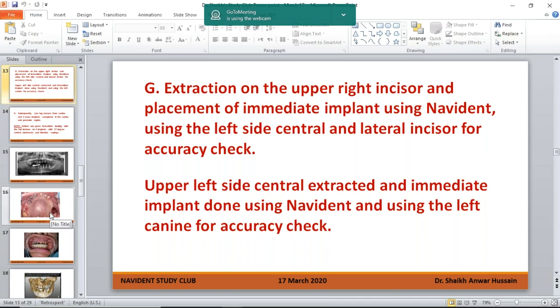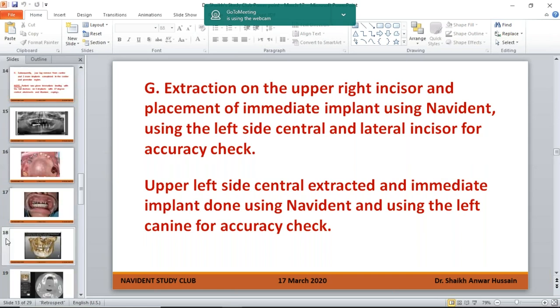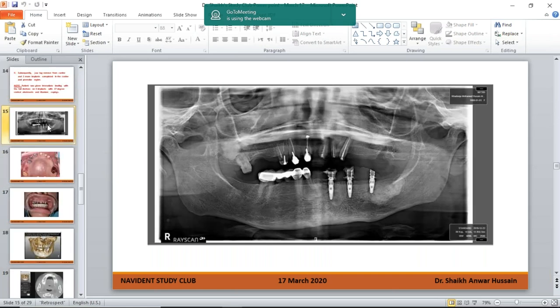Subsequently, I removed the jaw tracker, I removed the canine, and went on to do the other implants without Navident. So I managed to do three implants with Navident and three implants without. I could have done all of them with Navident, but the patient was showing some signs of restlessness, etc. So I did not proceed further with that. And this was how it was started.